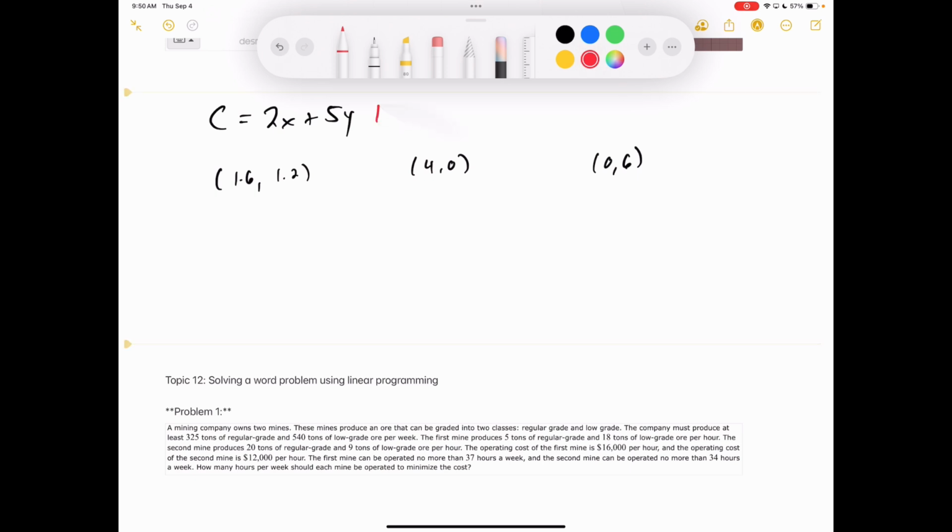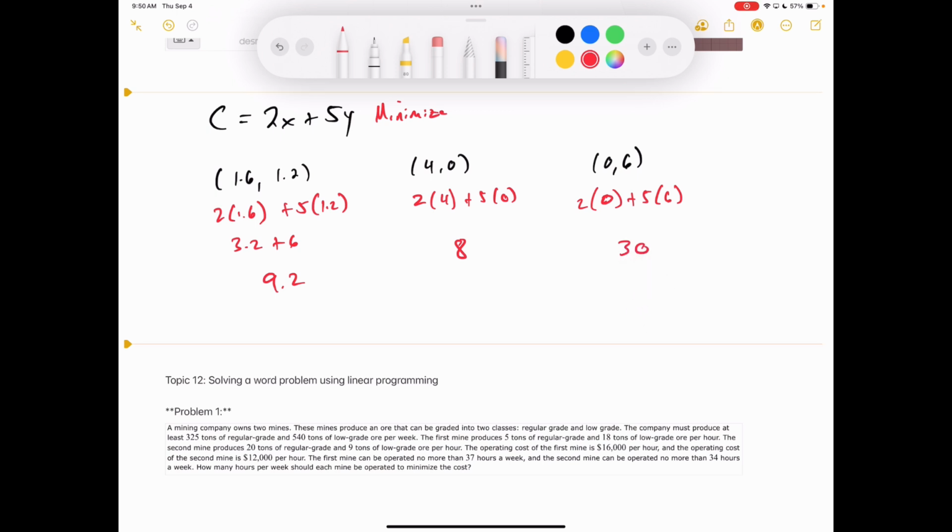So I'm plugging it in and I'm trying to minimize this one. So we are looking for the smallest number. So I plug in a 1.6 for my X and a 1.2 for my Y. I get, what? 3.2 plus 6 is 9.2. And then I plug a 4 in for my X and a 0 in for my Y, and I get 8. And I plug a 0 in for my X and a 6 in for my Y, and I get 30. Okay, so the one that would minimize the cost is the 8. It would be better if we produced all of the first product and none of the second product. That would keep our cost down.